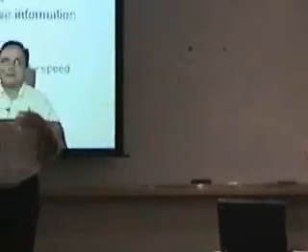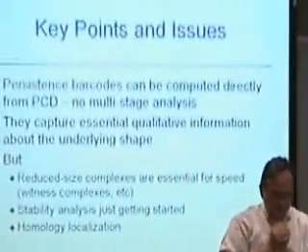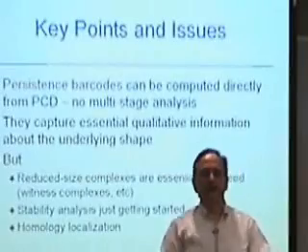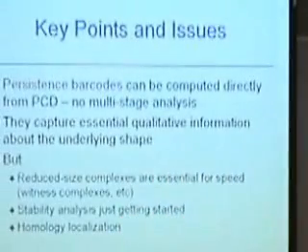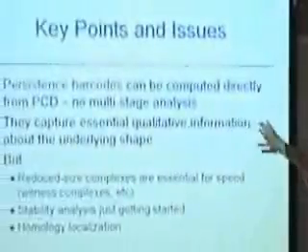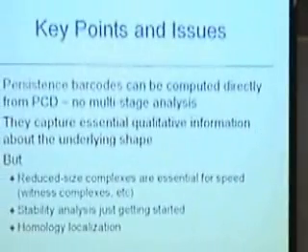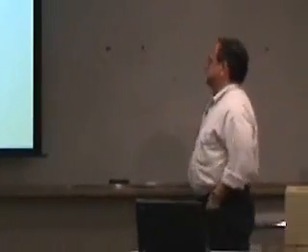So to finish this first vignette, the main point to take home from this is that these persistent barcodes are qualitative shape descriptors that can be computed directly from the point cloud. I don't have to make a surface and segment it and compute features. You go directly via this machinery from a point cloud to this high-level descriptor, and they capture, and I haven't really justified this fully yet, essential qualitative information about the underlying space.